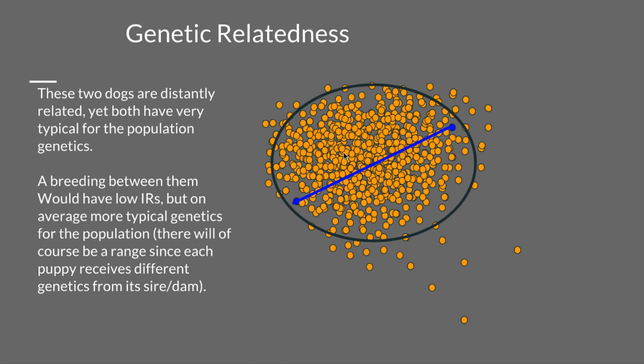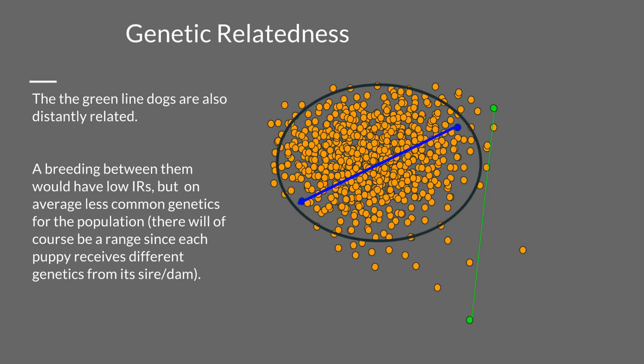Now the second set of dogs, the green lines, both fall outside of the genetic bottleneck here, and they are also distantly related. A breeding between them would have low IRs or be outbred, but on average less common genetics for the population. So both these would be category 10 breedings. And again, each litter would have a range, so some of the puppies might fall into the genetic bottleneck or cluster of typical genetics.